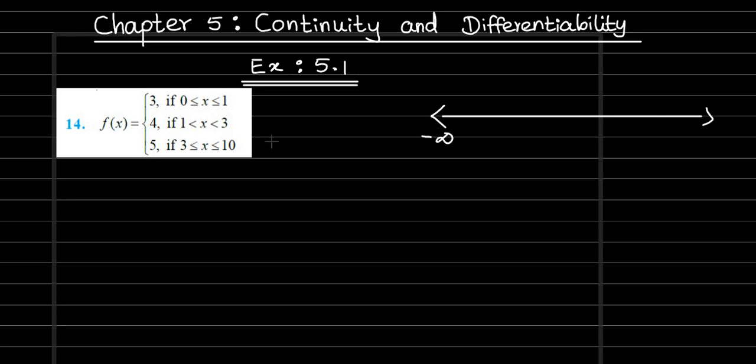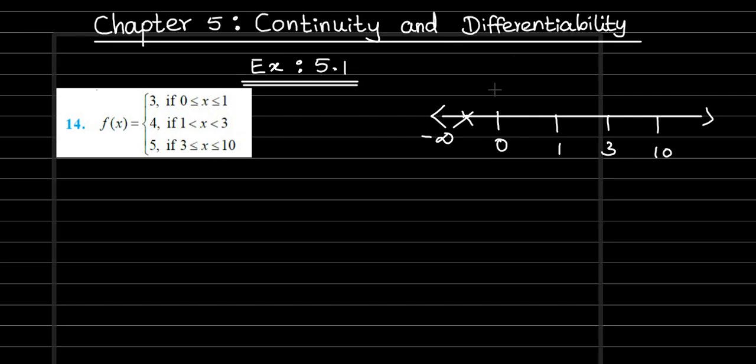Now using the if conditions, you can see some numbers here: 0, 1, 3, and 10. Based on that, let's break the real line at 0, at 1, at 3, and then at 10. Now we have a first interval, minus infinity to 0. Do we have a function for this particular interval? We don't. That means it is not in the domain at all, so we need not worry about these values. We are not going to check the continuity for this. For whatever they're asking, for that alone we are going to check the continuity.